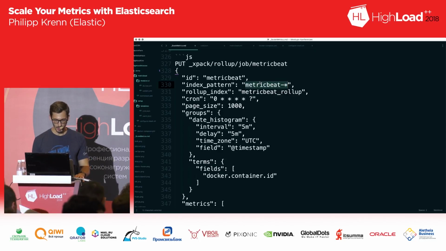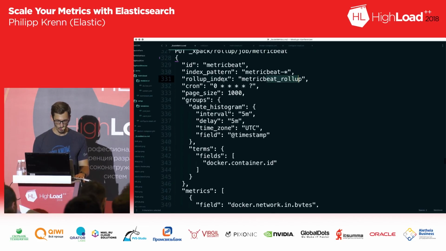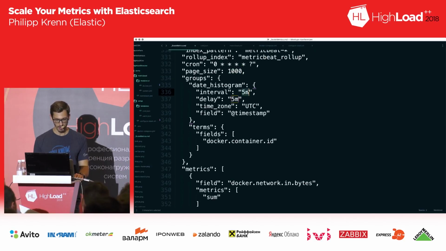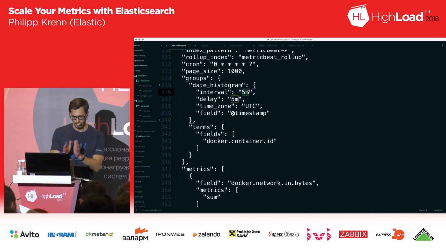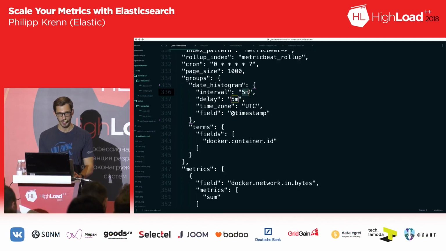So basically what I'm saying here is, on this index, I want to roll up the data from this index into this other index. I want to run a cron job every minute and page together up to 1,000 documents. And I want to have a date histogram of 5-minute batches. So whatever size intervals you had, what I'm saying here is after a 5-minute delay, I'm putting together 5 minutes. This is only for the demo use case here, because normally you would want to keep your short intervals for a few days probably.